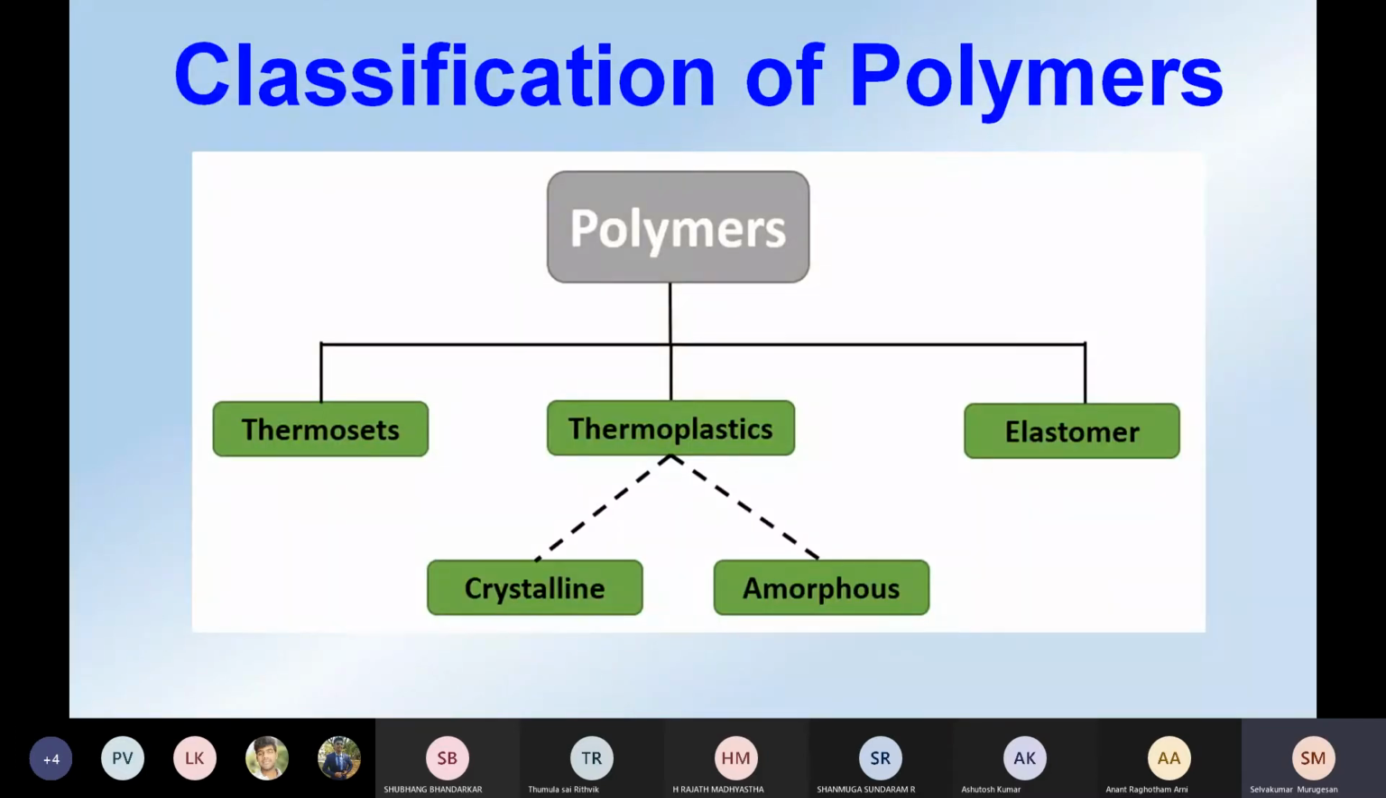Polymers are classified into three major categories: thermoset, thermoplastics, and elastomers, based upon the cross-linking type or the type of curing system. If you see the thermoset polymer, they are completely cured. And thermoplastics are not cured at all. And elastomers are in between thermoset and thermoplastic. That means slightly cured. Okay. And again, thermoplastics are classified into two categories like crystalline and amorphous.